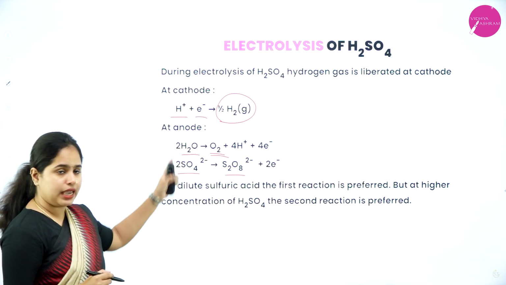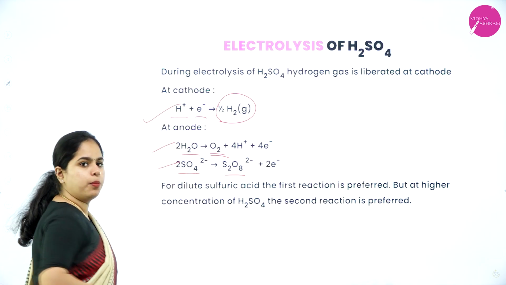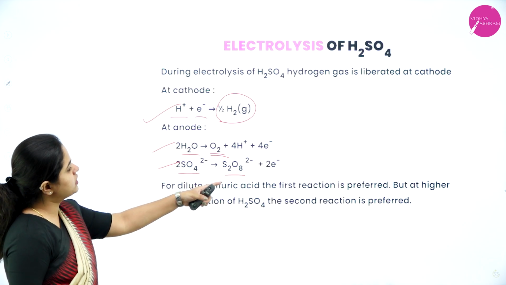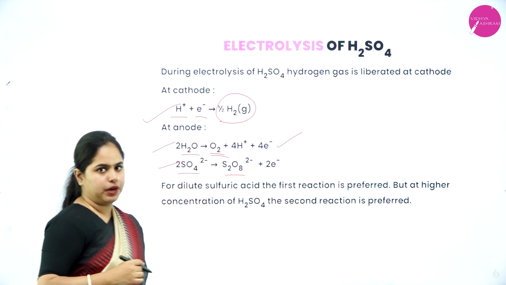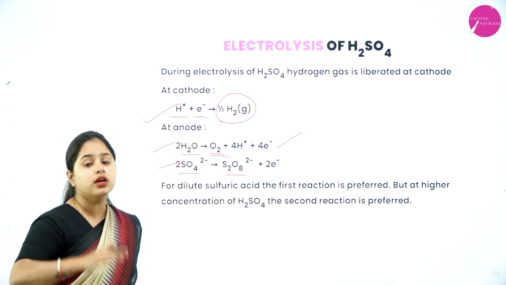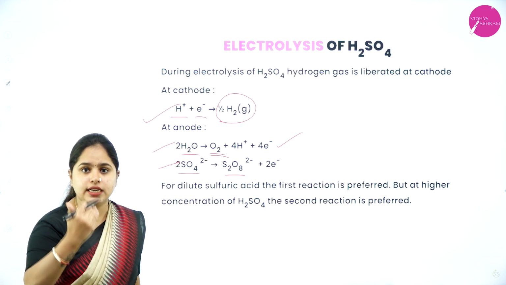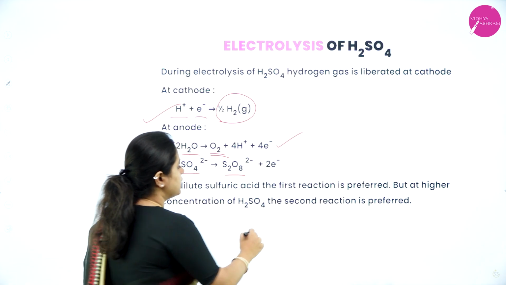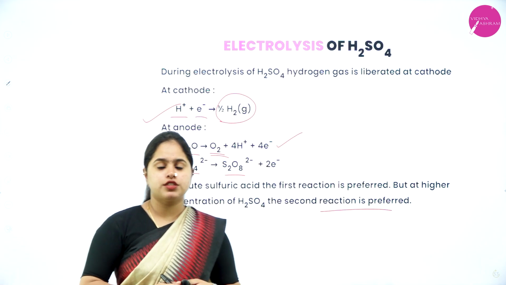Now in the cathode, it is only this reaction which is preferred, only one reaction. In the anode, two are possible. Now again, out of these two, which one will be preferred? For dilute sulfuric acid, the first reaction is preferred. So if we are taking dilute sulfuric acid, this is the reaction that will take place. That means oxygen gas will be liberated, and at the cathode, hydrogen gas will be liberated. So the products will be hydrogen and oxygen gas when we are taking dilute sulfuric acid. But at higher concentration, that is concentrated sulfuric acid, the second reaction will be preferred. I hope this is also clear. That is the electrolysis of sulfuric acid.